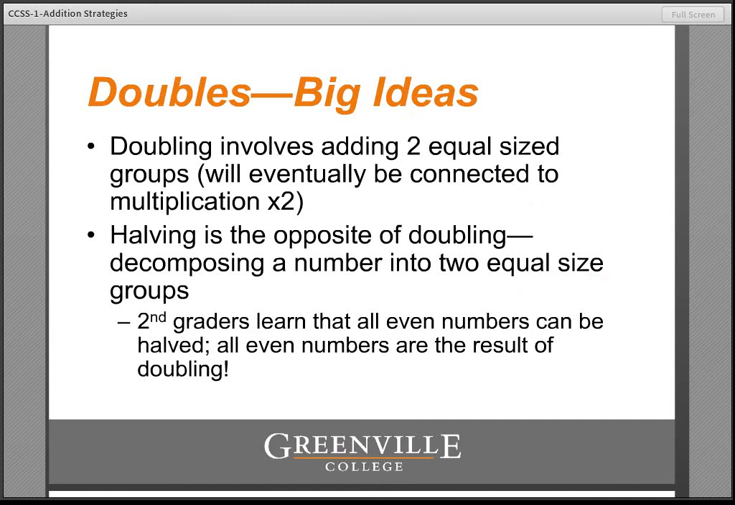The doubles, some big ideas here. Doubles become very important as children develop multiplication skills. In fact, that represents some of their prime schema that they get to take with them as they start multiplication. But essentially doubling means that we're going to combine two equal-sized groups. And halving is the opposite. In second grade, children will learn that any number that can be halved into two equivalent whole number groups is an even number.